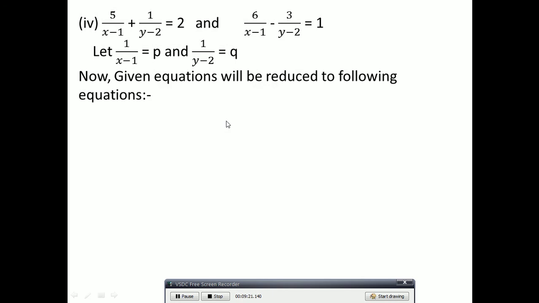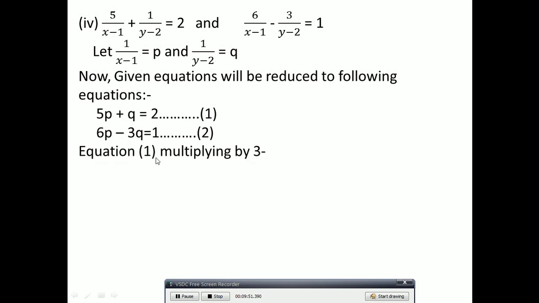Now equations will be 5p plus q is equal to 2 and 6p minus 3q is equal to 1. Students, we can solve these two equations and we can find the values of p and q. So here we can see coefficient of q is 1 in the first equation, and in the second equation coefficient of q is minus 3. That means 3 we can say. So equation first is multiplied by 3. So it will also be 3q.